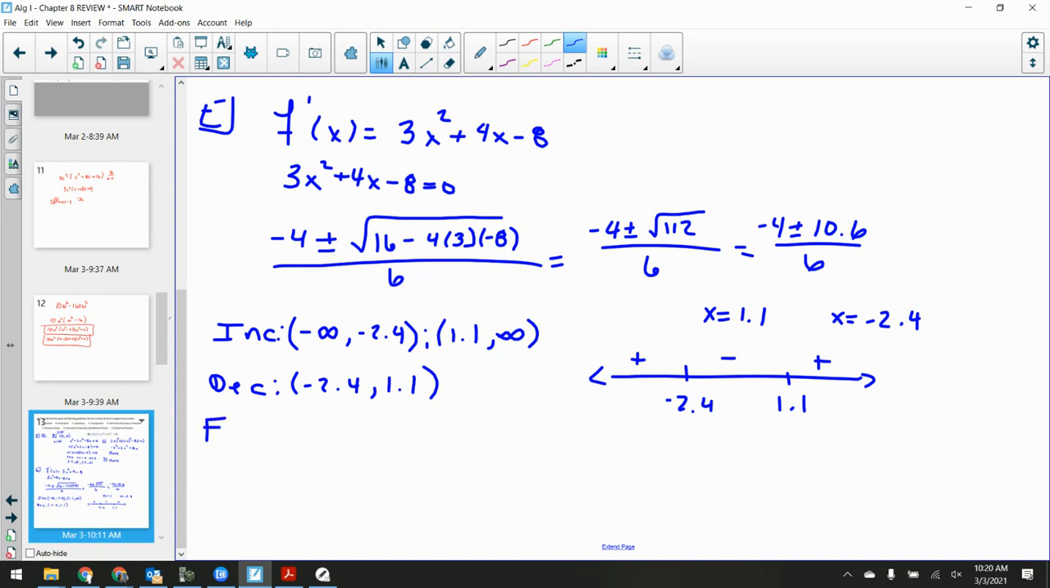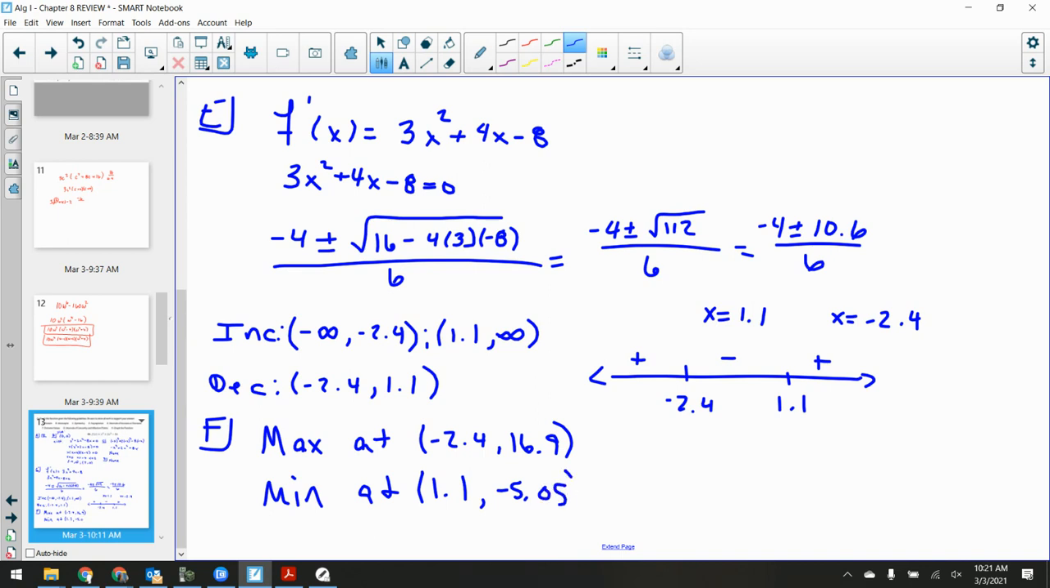Which means my extreme values should be, so it's increasing then decreasing, it should be a maximum point at negative 2.4, 16.9, and a minimum at 1.1, negative 5.05. And again, to find those values, all you do is just plug it back into the very original problem. Not the derivative, but the very original, to figure out where that actually exists. All right, so we're done with F.